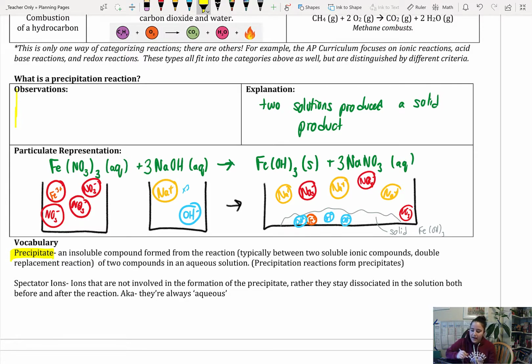Okay, now these sodium ions, they are still just hanging out in the solution. Same with the nitrate. They were dissolved in the solution and they're still dissolved in the solution. They're called spectator ions, okay? They're not involved in the formation of the precipitate, rather just stay dissolved in the solution the whole time.